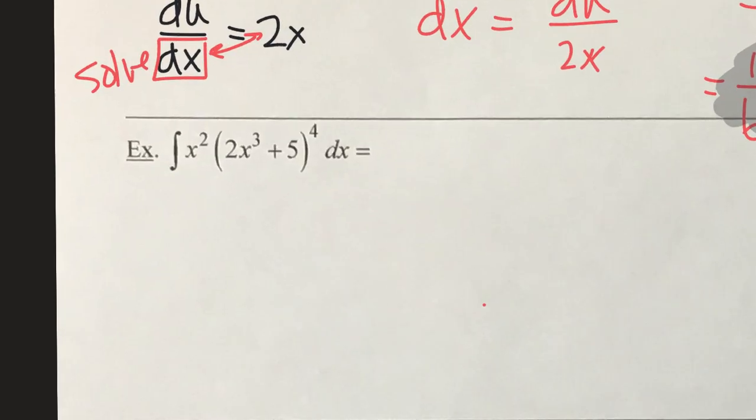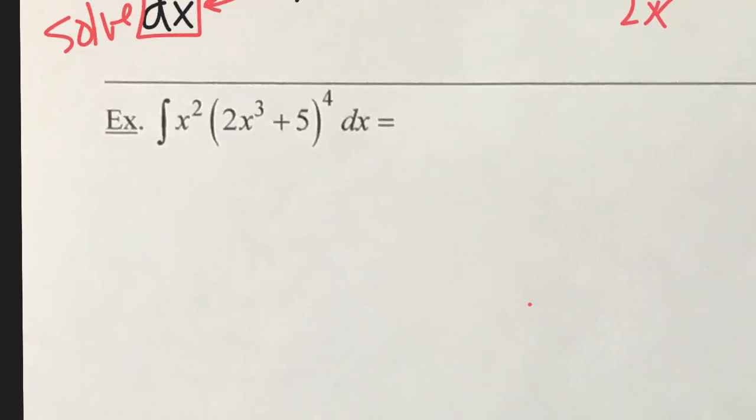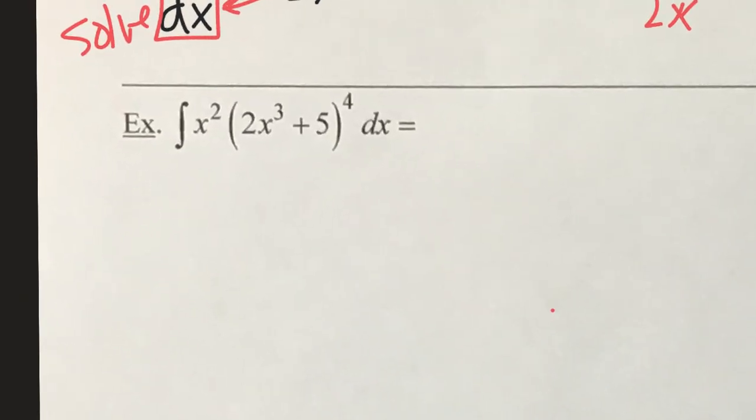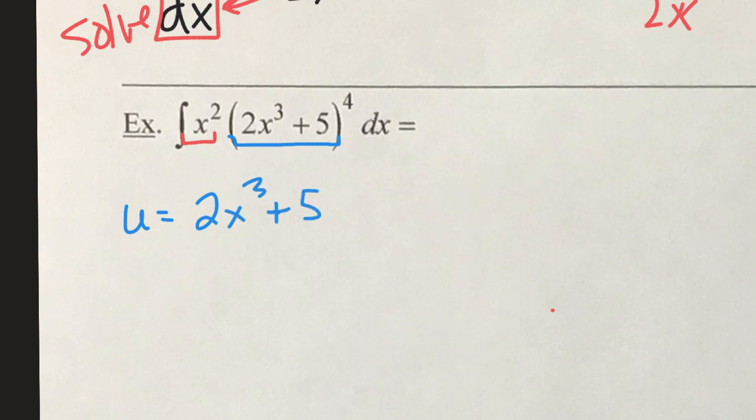Okay, so looking at this next problem, notice that it has a multiplication, right? It's x squared times 2x cubed plus 5 raised to the 4th power. So let's let u, sorry I did this in blue, u is going to be 2x cubed plus 5. That's going to be our u that we're going to replace.